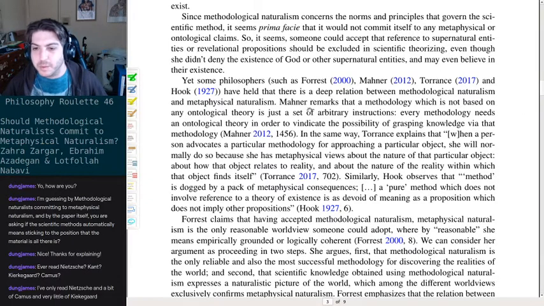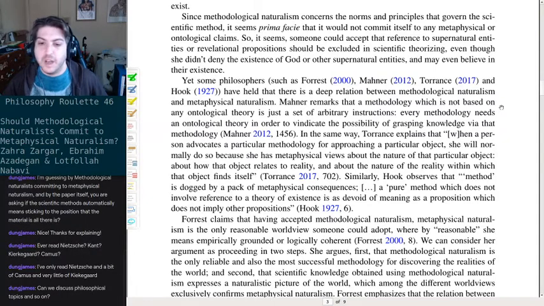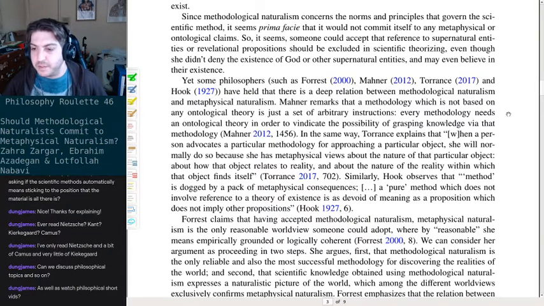So, where were we? Mahner remarks that every methodology needs an ontological theory in order to vindicate the possibility of grasping knowledge via that methodology. In the same way, Torrance explains that when a person advocates a particular methodology for approaching a particular object, she will normally do so because she has metaphysical views about the nature of that particular object, about how that object relates to reality, and about the nature of reality within which that object finds itself.